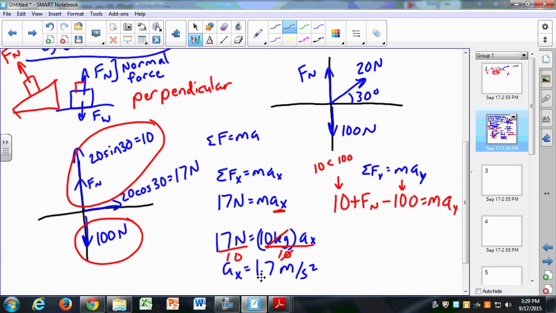Like if this thing weighs a newton and I apply a force of a half newton, I'm not going to move it. It's not enough of a force. Is that intuitive for you? Okay.